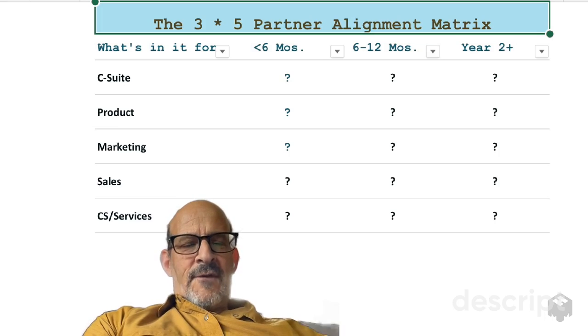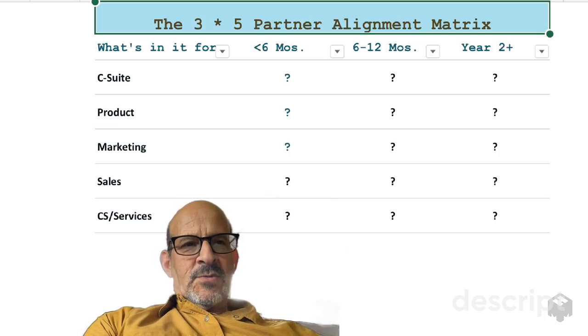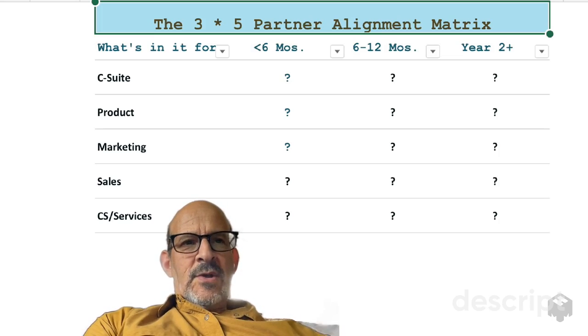so that from the top of the organization all the way down to the line workers, everybody knows what the partner organization is doing, how it helps each individual organization, and the kinds of changes we're trying to drive. So use the 3x5 partner alignment matrix to help guide you, and go crush it with your GoToEcosystem strategy.